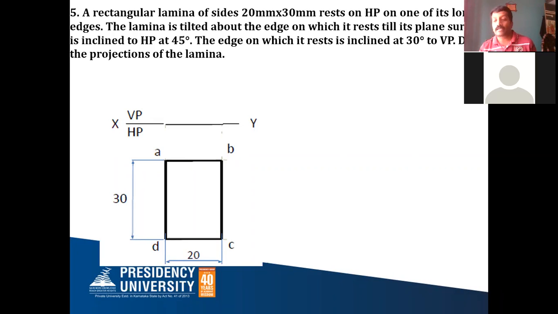So how should I complete it? Draw the XY line, fix HP and VP. Draw the longer edge on your left side. What is the dimension of the longer edge? 30 millimeter. Then how to complete the rectangle? From this end you draw a perpendicular line, and from this point you draw a perpendicular line, then take 20 millimeter and cut it from both the points and join all the 4 points. You're going to get the rectangle. In a rectangle, opposite sides are equal. So name all the 4 points. This completes the true shape diagram, the top view of your rectangle.